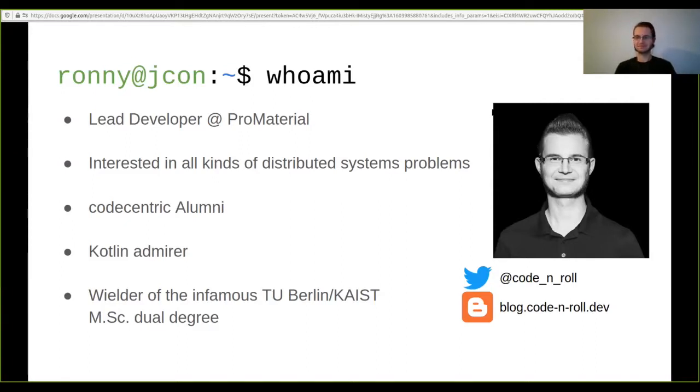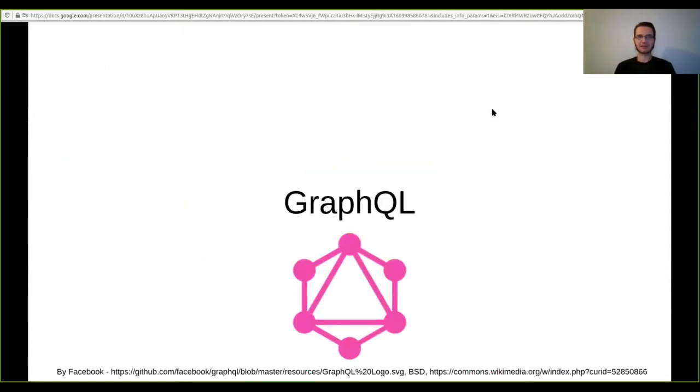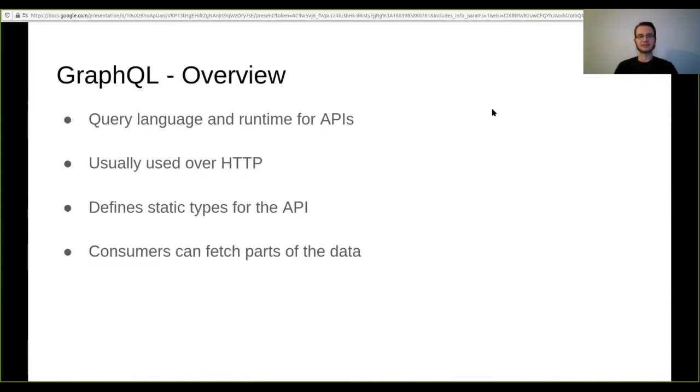So that's about me. Now let's get started into the presentation by taking a look at GraphQL. So basically, GraphQL is a query language, and usually, if you want to use it, a runtime for APIs. So you define your GraphQL API. In most cases, you can find it being used over HTTP.